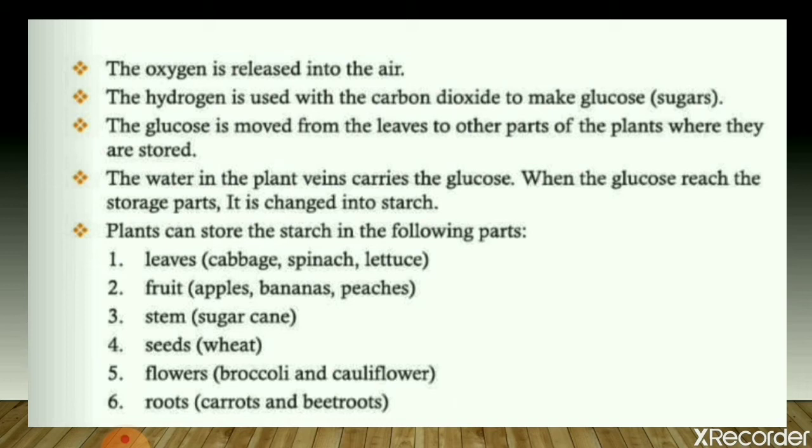Plants can store the starch in the following parts: leaves, for example, cabbage, spinach, lettuce; fruits like apples, bananas, peaches; sugarcane stores its food in stem; wheat stores its food in seeds; broccoli and cauliflower store their food in flowers; carrots and beetroot store their food in the roots.